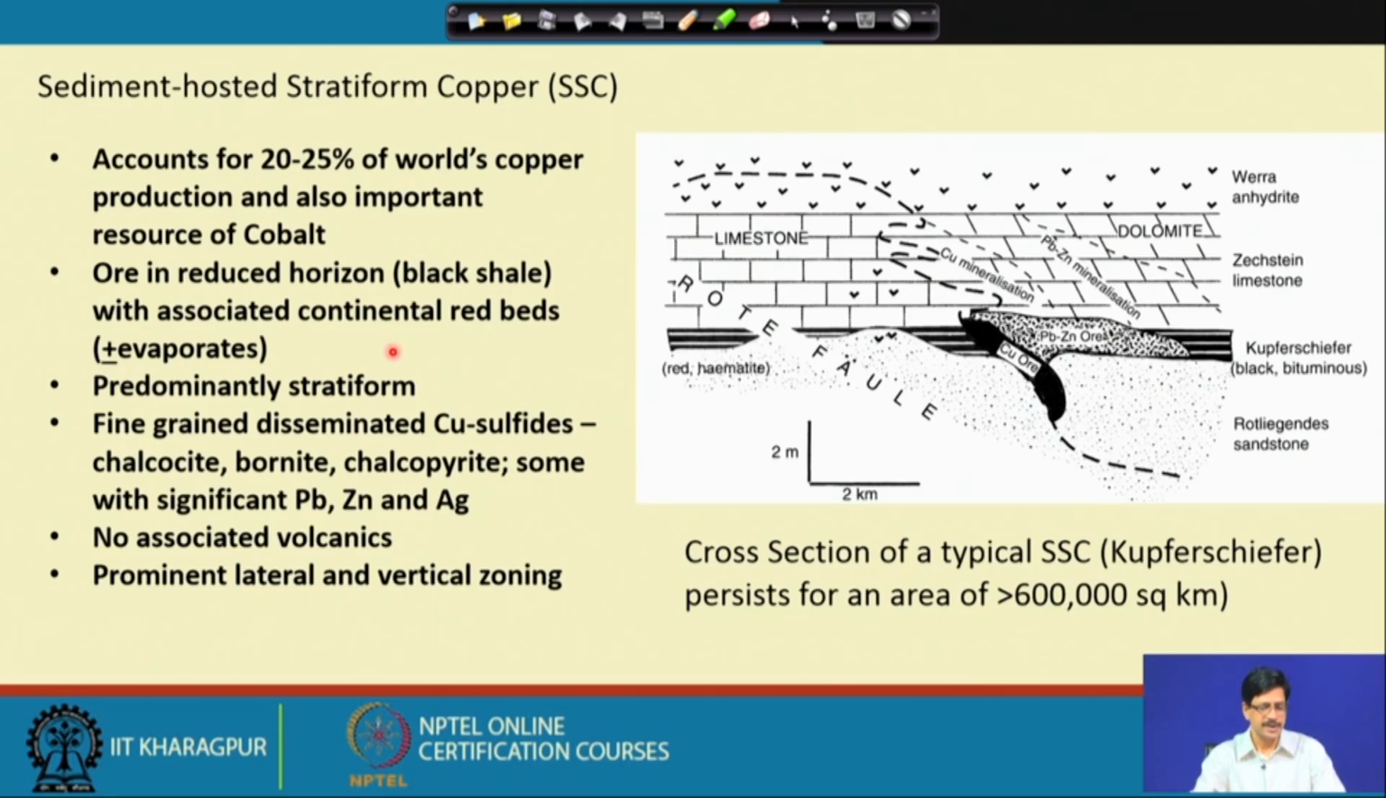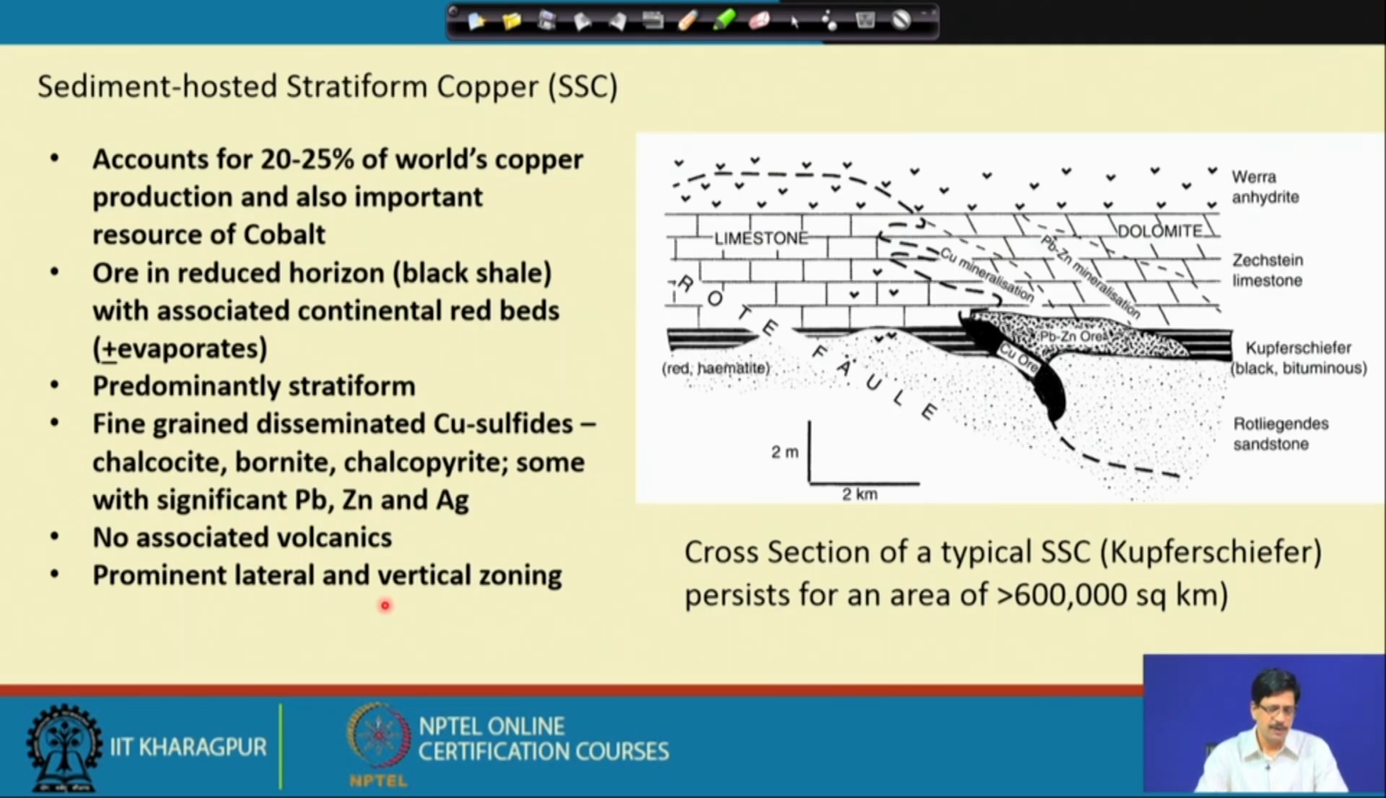They are fine grained disseminated copper sulfides, chalcocite, bornite, chalcopyrite, with some significant lead, zinc and silver. This mineralogy is very characteristic in this sense that minerals like chalcocite or digenite, the copper rich minerals, are generally observed in low temperature environments or in the supergene sulfide enrichment zone in existing deposits. This kind of mineralogy dominates the sediment hosted stratiform copper deposits, like what we see in the Kupfer-Schiefer or the Zambian copper belt.